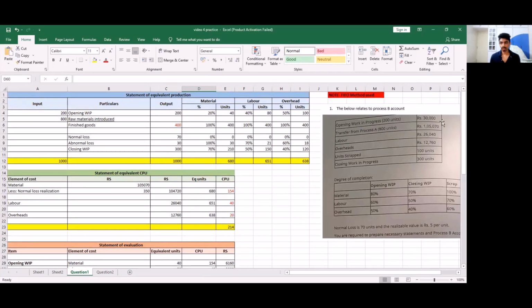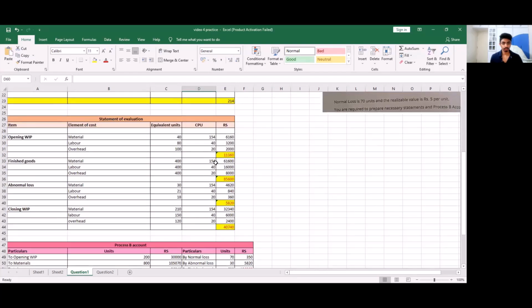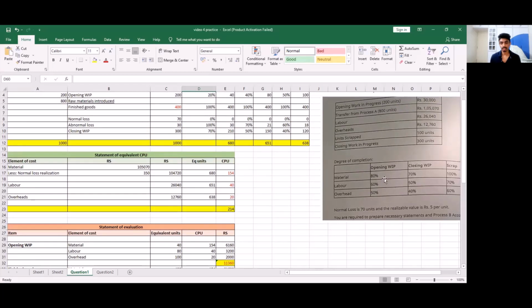Over here, we have 30,000. What is this 30,000? This 30,000 is what it has cost to do this amount of work. So it has cost 30,000 in our previous year to do 80% work in material, 60% work in labor, and 50% work in overhead. And the remaining 11,360 is what it has cost this year to do our remaining work. So our remaining work is 20% material, 40% labor, and 50% overheads.